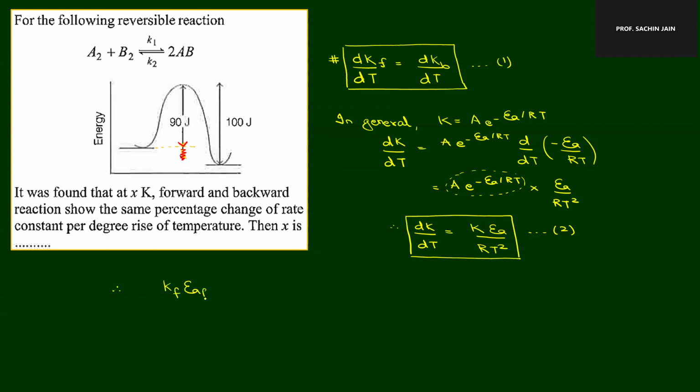अब using this equation 1 and equation 2 का general relation, what I get is k forward Ea forward upon RT square and k backward Ea backward upon RT square. Is that okay? Yes, sir. अब ये वाला पार्ट तो कैंसल ऑफ हो जाएगा and I have the values of Ea forward and Ea backward. But k forward and k backward जो है I have to write in terms of temperature.